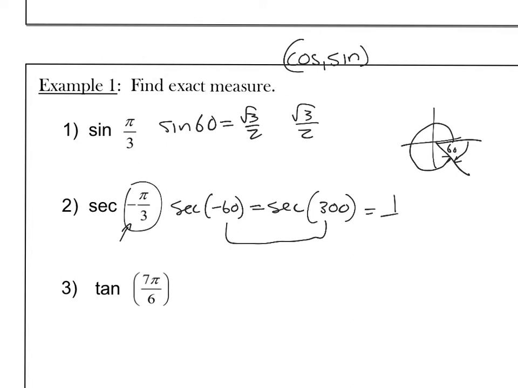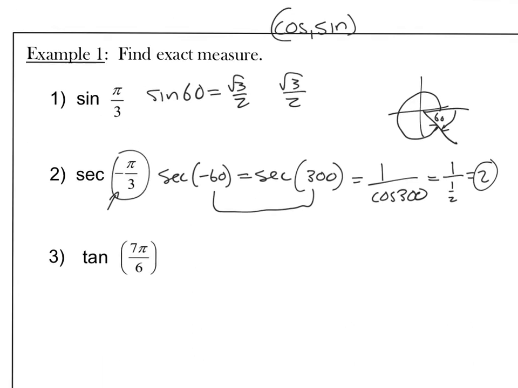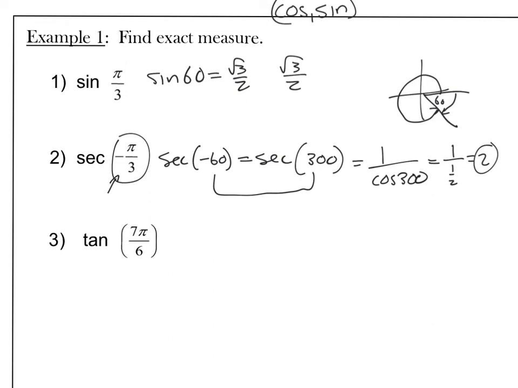So then it's secant, so that's 1 over the cosine of 300. What's the cosine of 300? Well, that's going to be 1 over 1/2. So after all that, I get 2. And again, you can have your unit circle by you for this. Hopefully you are getting to a point where you can do the unit circle from memory pretty well without too much struggle.